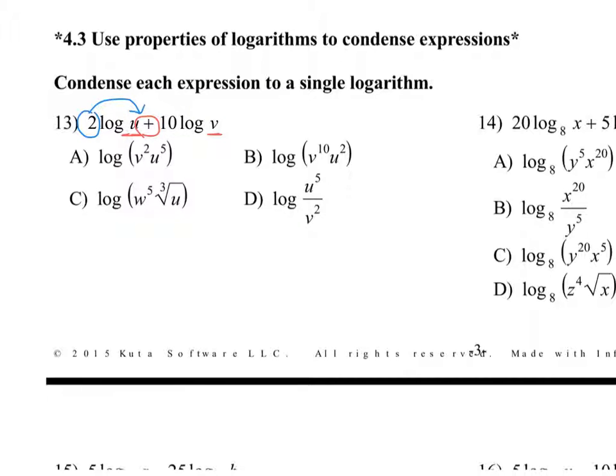We also see that there's a 10 in front of that second log, and so that is going to be the exponent on the v. So I should expect to see a u squared times a v to the 10th power, and I'm condensing that all into one log statement. So that would correspond to b.